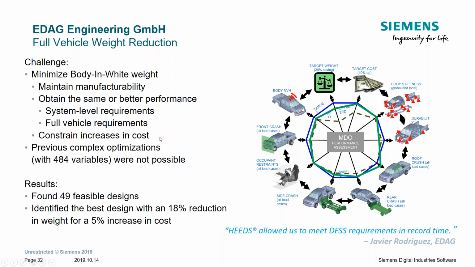One of the reasons I shared this is that, rather than maybe looking at a single component, it is looking at an entire system. As you can see in this particular example, the customer was using a large number of variables, 500 variables, which could be changed as part of this problem in order to try and reduce the weight and meet all the constraints. This took a fair while to solve, but 49 feasible designs to run, and 18% weight reduction for a 5% increase in overall cost. So this is really showing how you can explore the design space and the power of these type of tools.